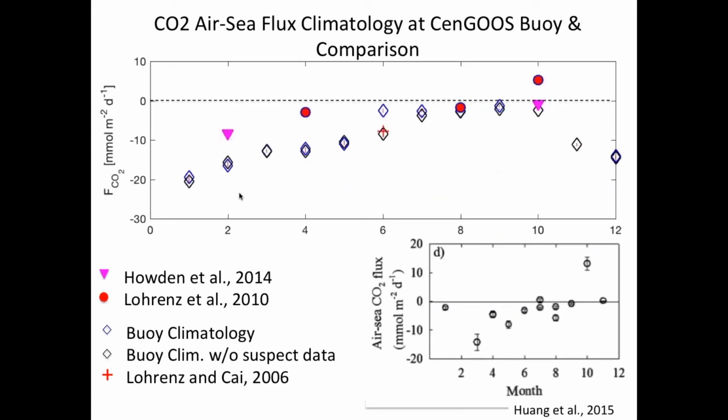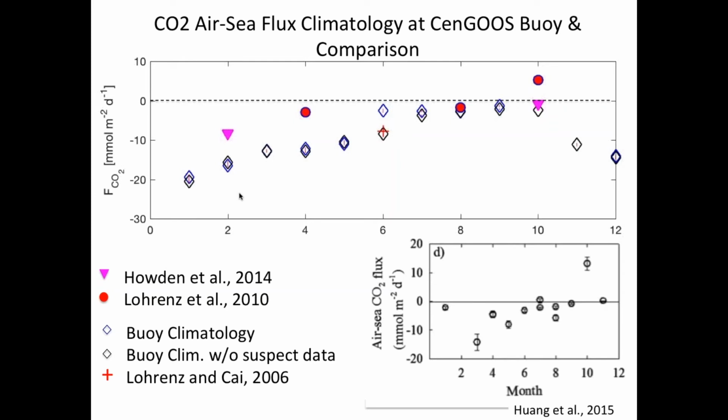So I can compute a climatology as well from that. The top panel is a climatology. The black diamonds are the monthly mean air-sea flux. So negative is into the ocean. Blue is all the data. Black diamonds are the climatologies with the suspect data removed. So most months are pretty close together. In June, there's a big discrepancy.